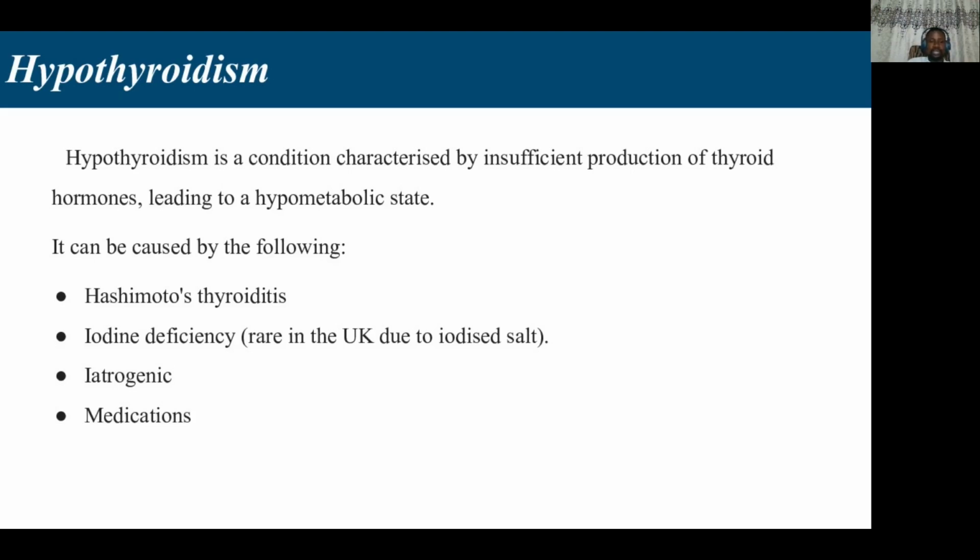Now, before we look at the clinical presentation, some causes of hypothyroidism include Hashimoto's thyroiditis, which is an autoimmune destruction of the thyroid gland. Iodine deficiency, although it's rare in the UK because iodized salt is common, so you wouldn't really find iodine deficiency. Iatrogenic causes like post-thyroidectomy and radioactive iodine treatment can actually cause insufficient production of thyroid hormones.